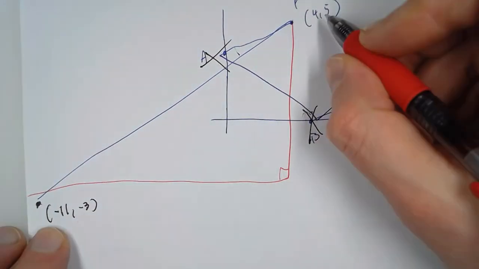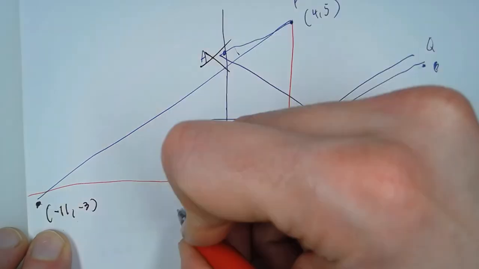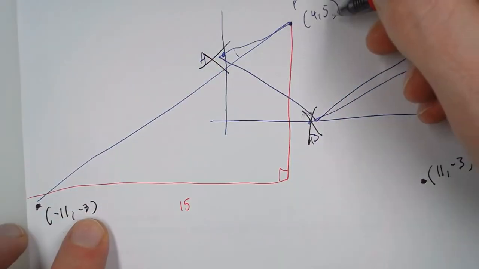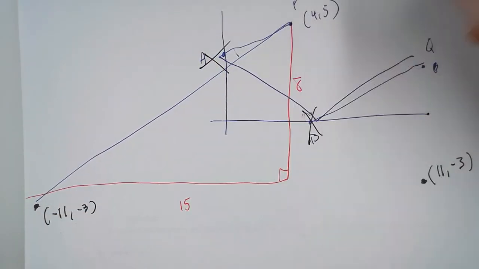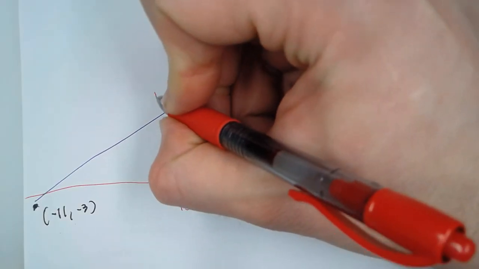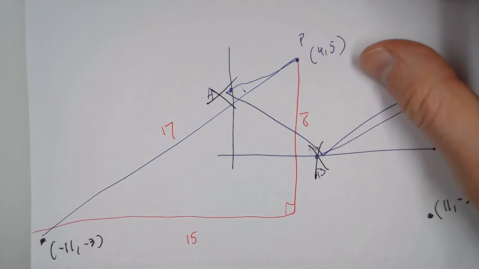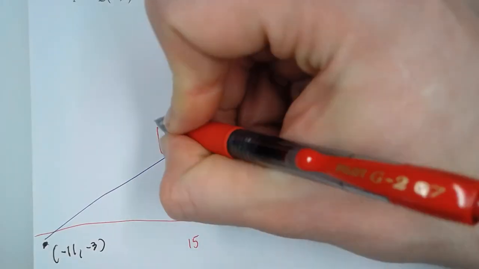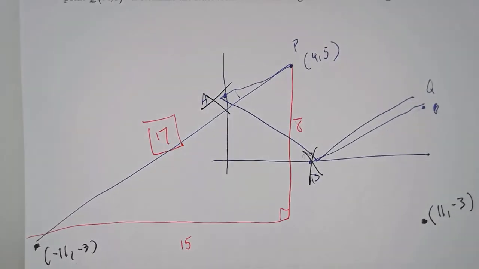So from -11 to 4, that is a length of 15. From -3 to 5, that is a length of 8. And if you've memorized your special right triangles, you'll realize that 17 is the length of the hypotenuse. And that right there is the answer. And we're done.